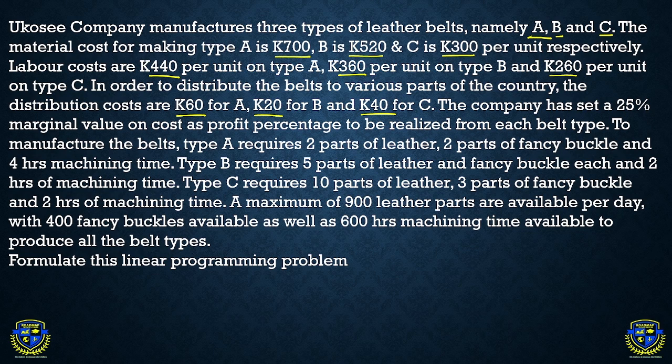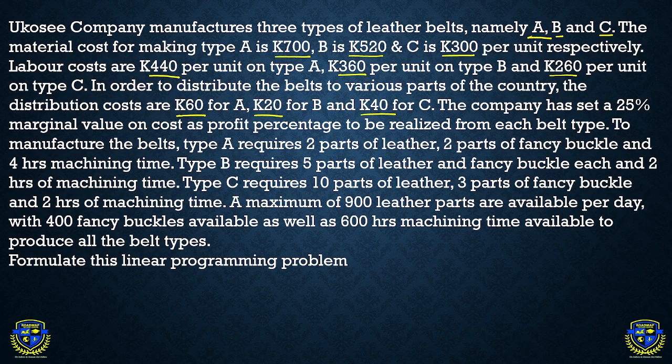Now, the company has set a 25% marginal value on cost as a profit percentage to be realized from each belt type, meaning the total cost of belt A multiplied by the 25% is going to give us the profit for belt A. So when you add your material cost for A plus labor cost for A plus distribution cost for A, we're going to have the marginal cost for belt A, and the 25% of that marginal cost will be the profit for belt A. We continue.